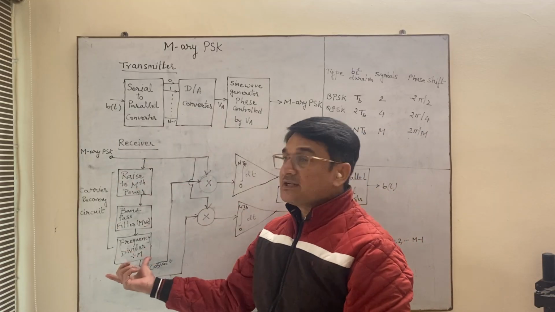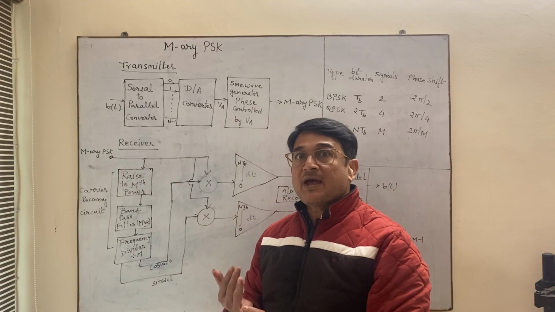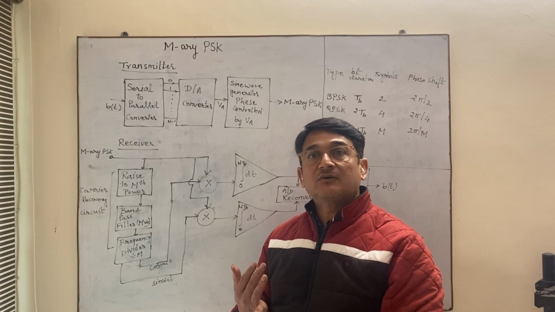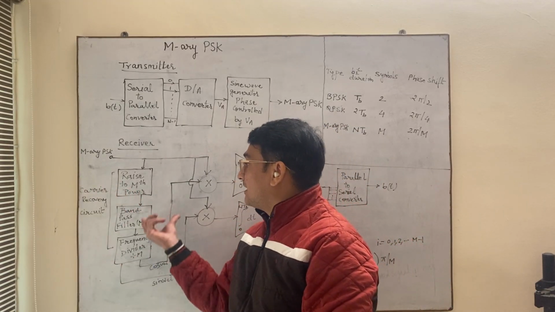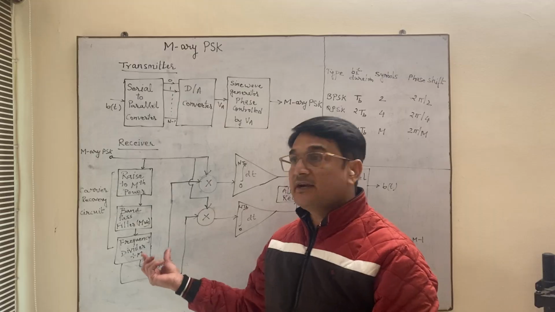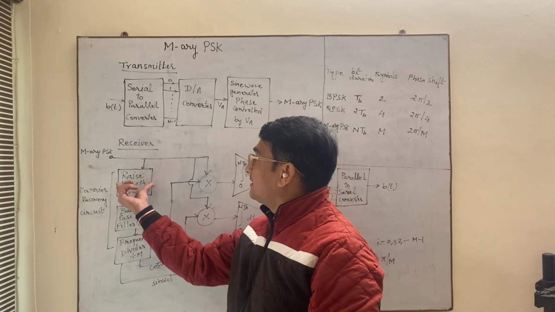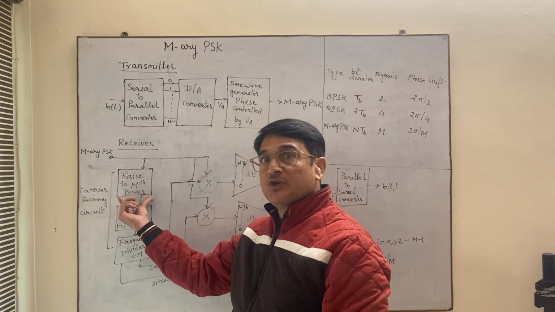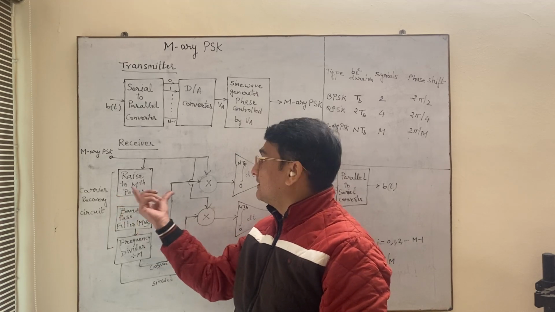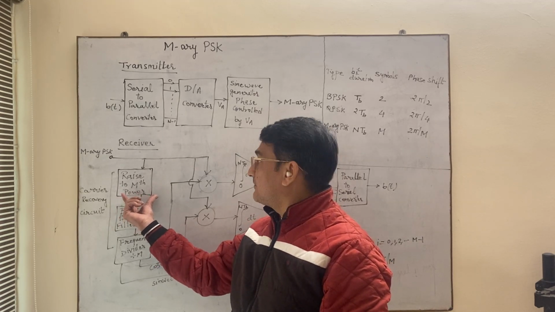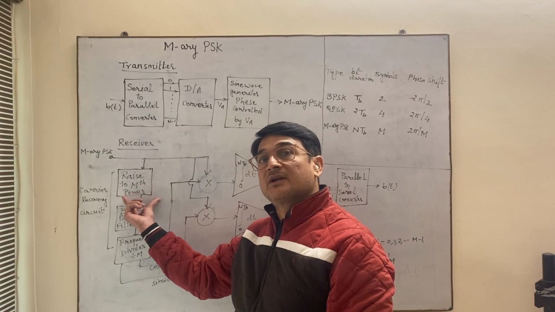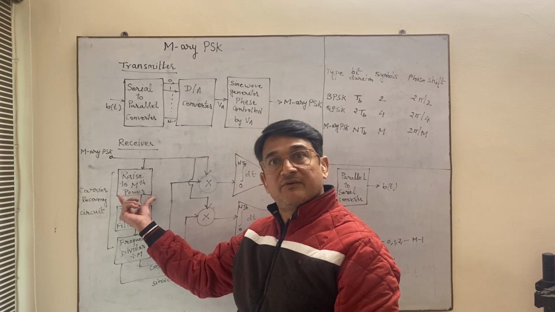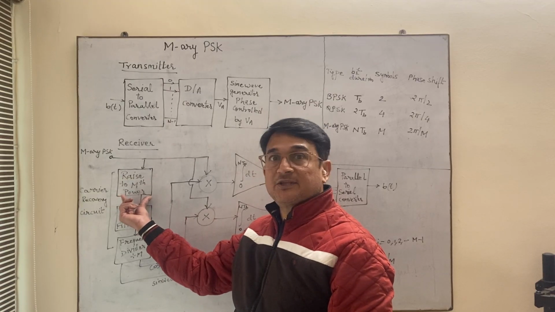The M-ary PSK receiver is almost the same as BPSK as well as QPSK. In both the techniques, we generated the carrier from the carrier recovery circuit. You must remember that in binary phase shift keying we used a square law device. Then in QPSK we used raised to the fourth power because 4 different symbols were there. Now here we have M different symbols, so it will be raised to the Mth power.